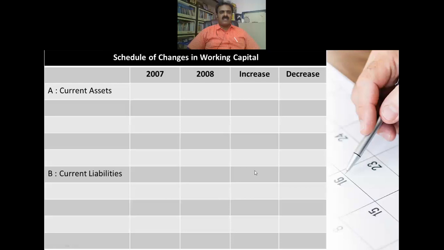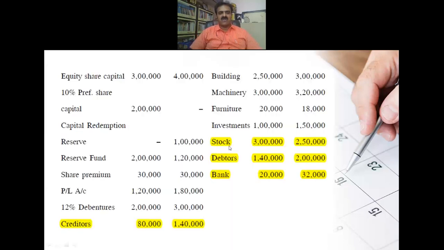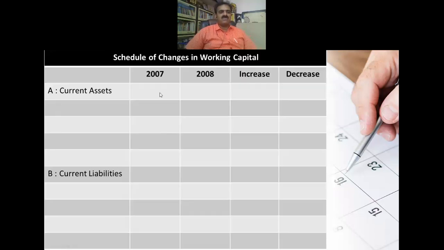The format of the schedule of changes in working capital, where we need to take the actual values given in the balance sheet, that is the stock value 3 lakhs, 2 lakh 50, debtors 1 lakh 52 lakhs, bank 20,000, 32,000, like that. You need to record the values exactly as given in the balance sheet for the respective years 2007, 2008, and follow the rule and consider whether the current asset value increases or decreases working capital.